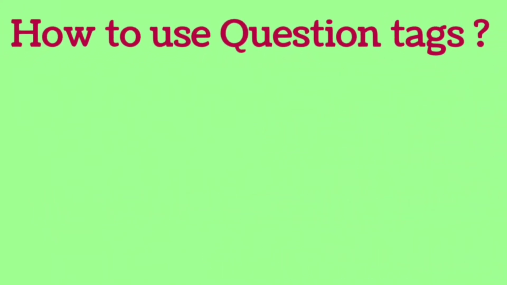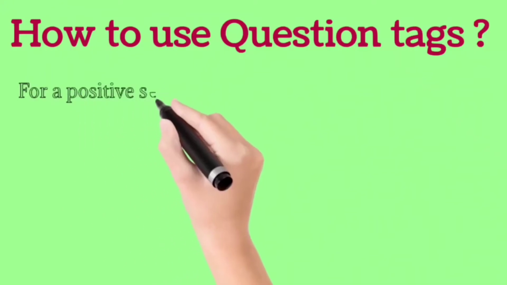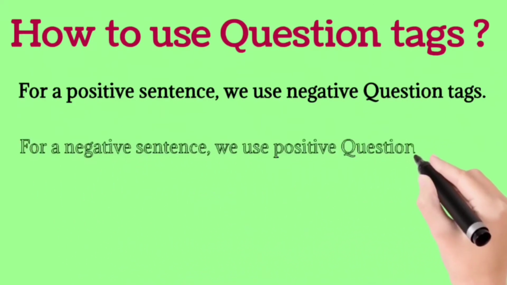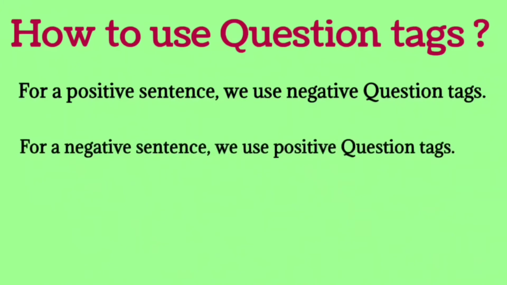Then how to use question tags? We have negative sentences as well as positive sentences. For positive sentences, we usually use negative question tags. Written here, for a positive sentence, we use negative question tags, as well as for a negative sentence, we use positive question tags. Let me repeat, note it down. For a positive sentence, we use negative question tags, as well as for a negative sentence, we use positive question tags.